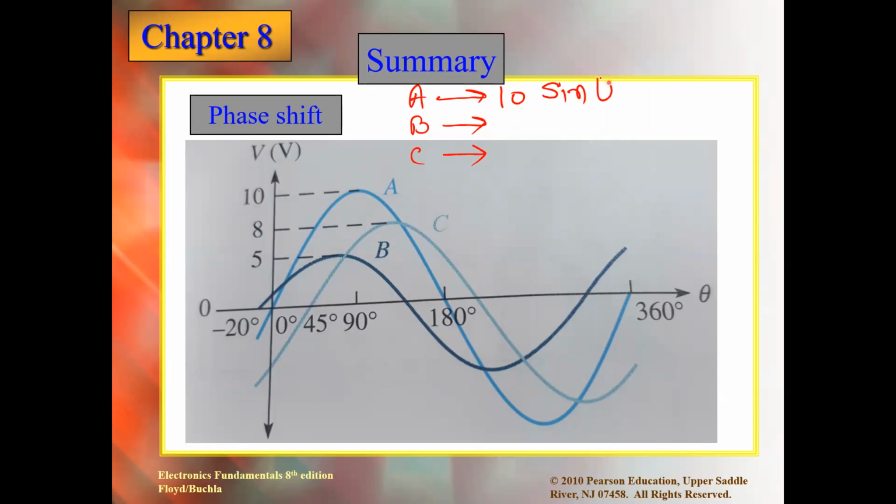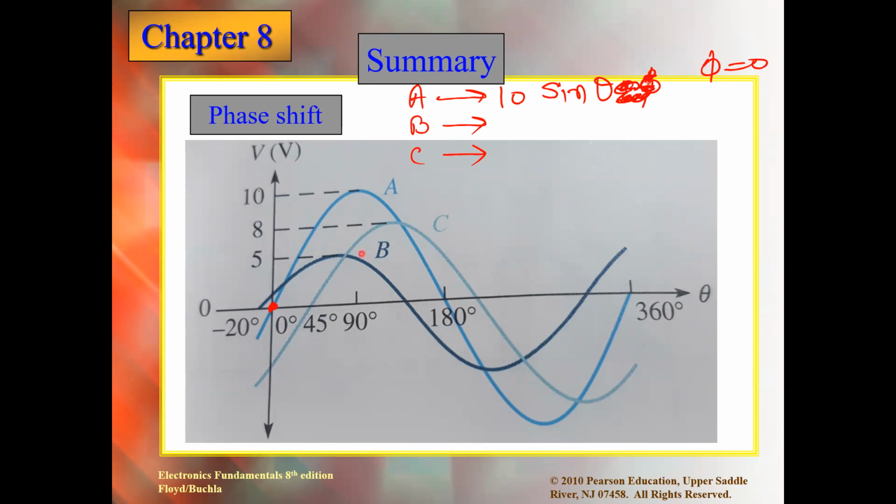10 sine theta. And you know, here it is plus minus phi. This is the equation. But if you look here, it is starting from the origin. So what is the value of phi? Phi is 0. So you will write simply 10 sine theta because phi value is 0. So it is not required. This is the equation, 10 sine theta.